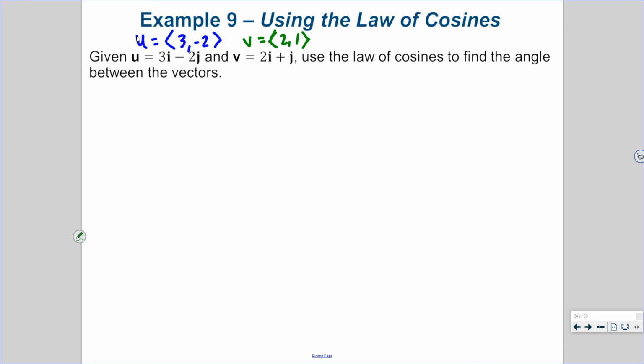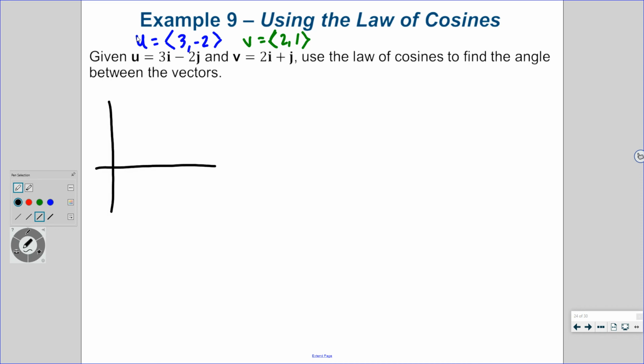All right, so let's go ahead and sketch this quick. I'm going to try to be a little bit more accurate. There's vector u, vector v is 2, 1. Okay, so I want to find the angle between these two vectors.